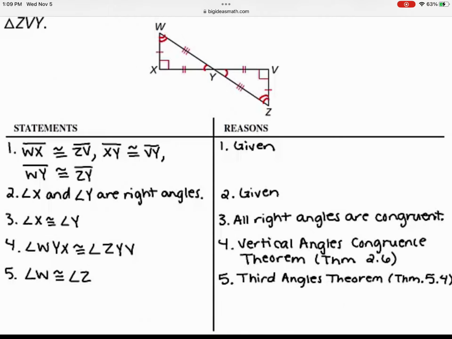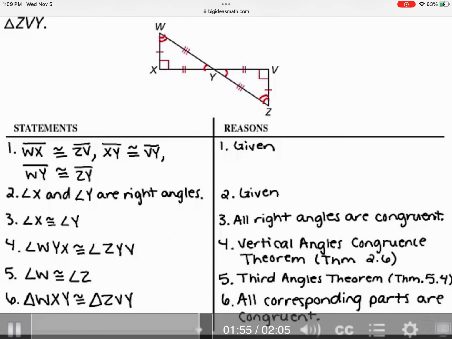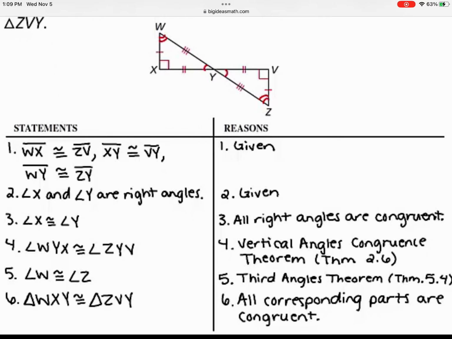Now, notice that you have shown that all pairs of corresponding parts of the two triangles are congruent. Therefore, because all corresponding parts are congruent, you can state that triangle WXY is congruent to triangle ZVY. This shows that triangle WXY is congruent to triangle ZVY, completing the proof.